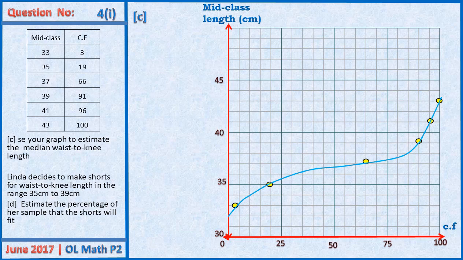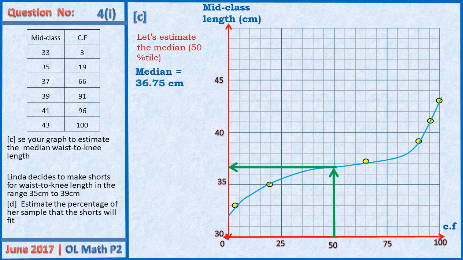Now they say we should use the graph to estimate the median. The median occurs at the 50th percentile. That means half the cumulative frequency, which is 50. So I'll go to 50, touch the curve, move to the mid-class side and read the value. This value gives us approximately 36.75.